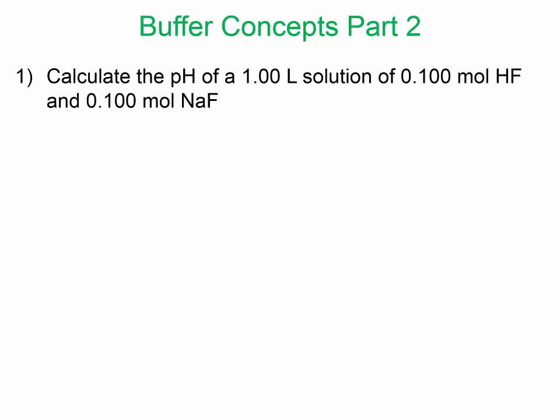Here's our problem. As you know from our previous video, when you have conjugates, you have HF and you have NaF. This of course is not going to really do anything. So basically, what you have is F minus. So you have a weak acid with its conjugate base. This is the conjugate base of the weak acid. And if you have those in significant amounts, and this would probably qualify as a significant amount, then you have a buffer. So this says calculate the pH of a 1 liter solution of 0.1 mole HF and 0.1 mole NaF.